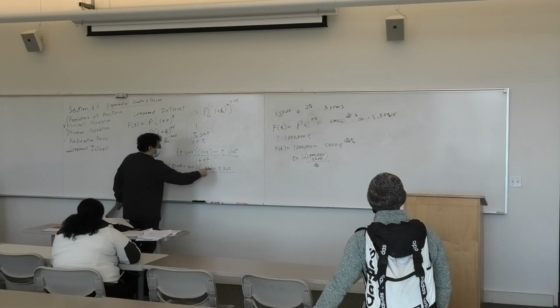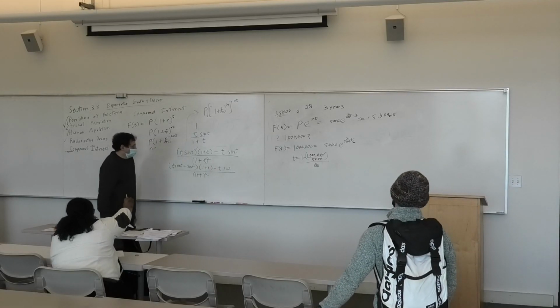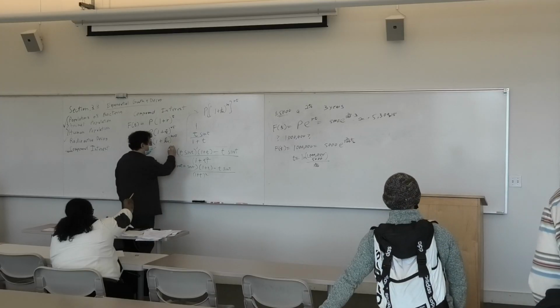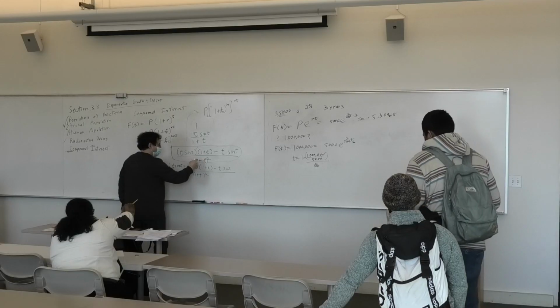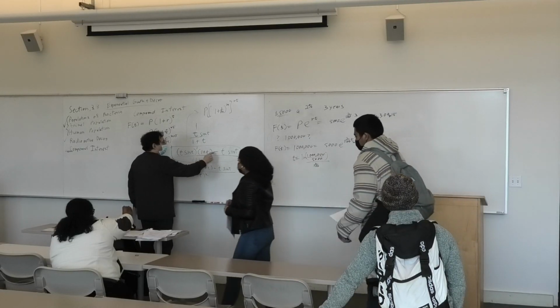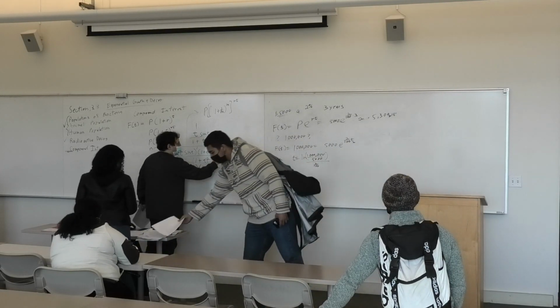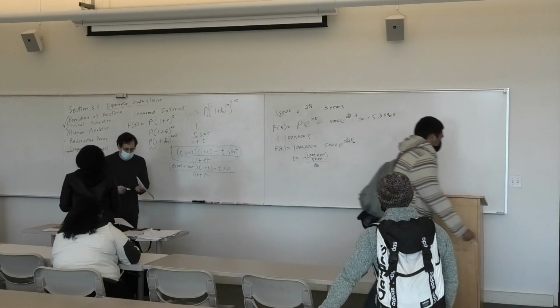Can you cancel out the t on top with the t squared on the bottom and then have just one? No, because this doesn't have a factor of 1 plus t. Right. Okay, sorry.